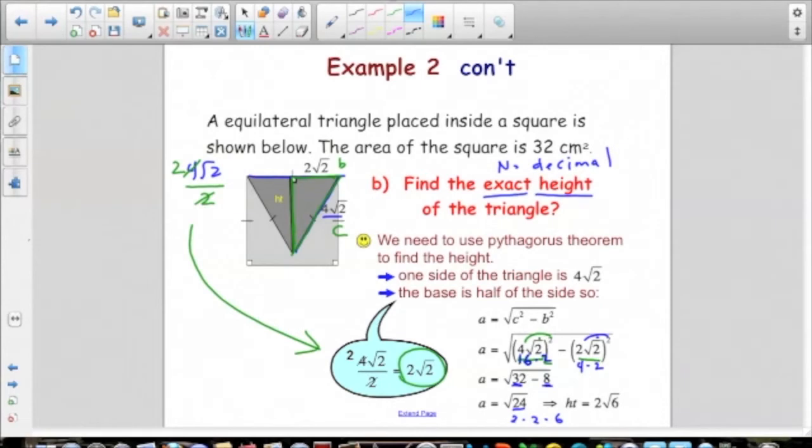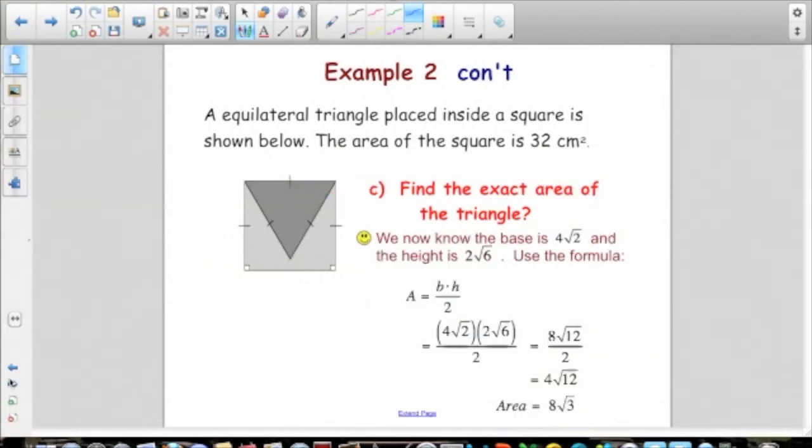All right? So now we get 2, 2, 2, and 3. So we get these groups break out. So that's where you get 2, and 2 times 3 is 6. So there is the height of that triangle. So now the last part is trying to find the area.